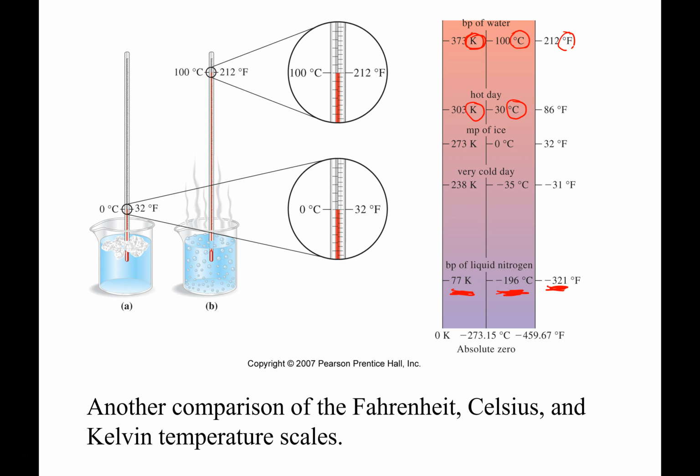What is 0 Kelvin? I don't know. But anyway, they didn't really get it. So 0 Kelvin is called absolute zero. And absolute zero corresponds to this Celsius temperature and this Fahrenheit temperature.